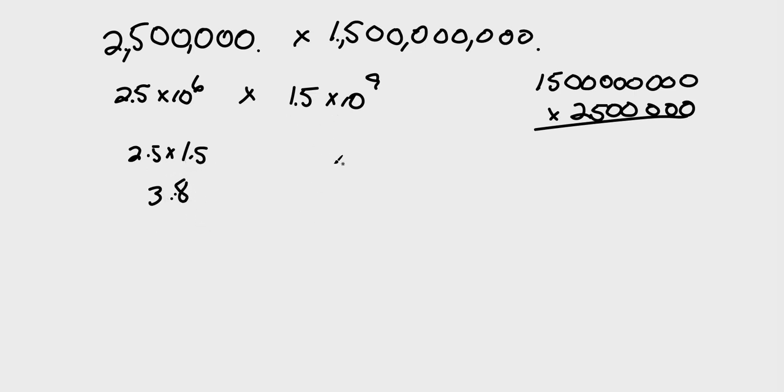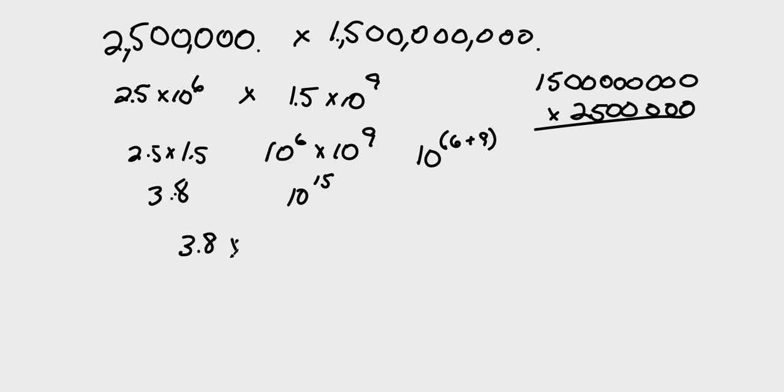Now let's deal with our exponents. We're going to take our 10 to the 6th times 10 to the 9th. When you multiply exponents, if you haven't covered this in math yet, you just add their exponents. We're going to have 10 to the power of 6 plus 9, or 10 to the power of 15. So our answer here is 3.8 times 10 to the 15th power. Make sense? Okay, let's try another one.